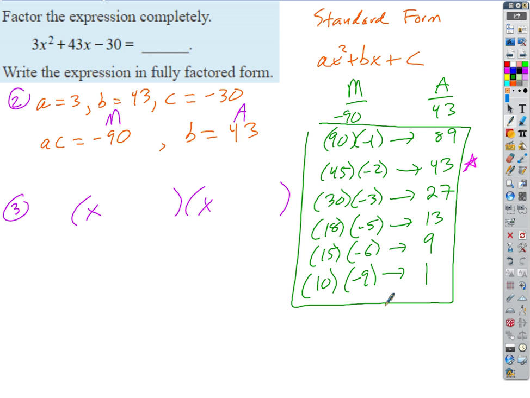Here we're looking for 43, so that's pretty far up the list. But if we were looking for a number like 1 or 9 or something, we'd know probably right away that we have to skip down a ways. Wouldn't it maybe even have to make the whole list? We could just target the part of the list where we're going to get our answer if it exists. Okay? That make sense? Okay, so we found our magic numbers, 45 and negative 2.